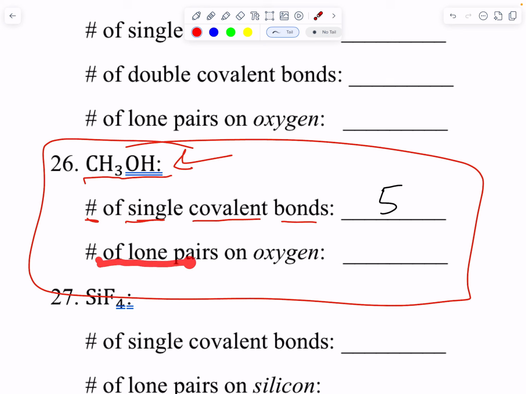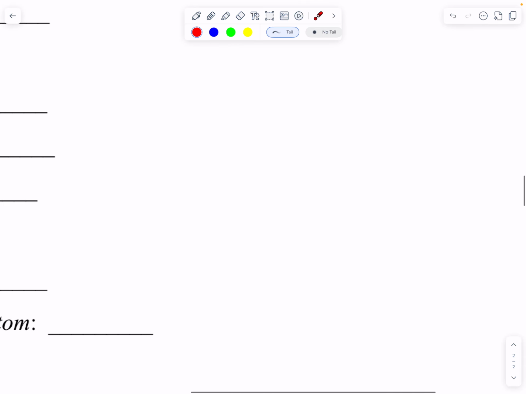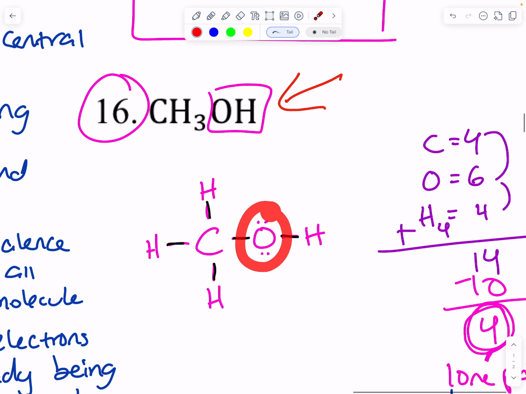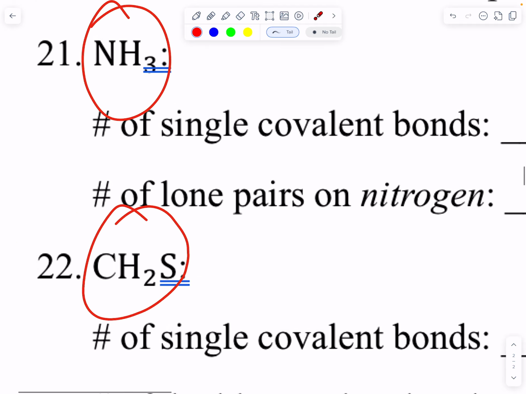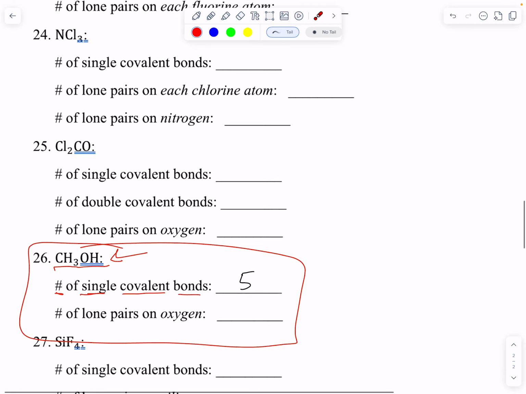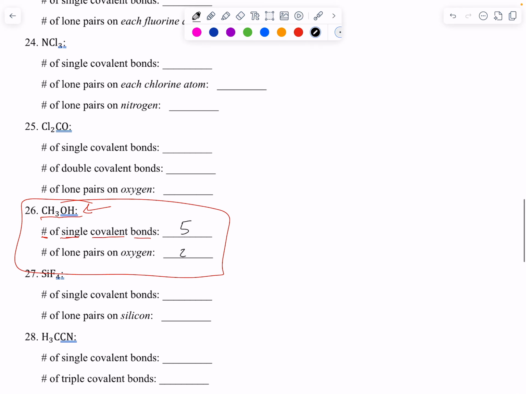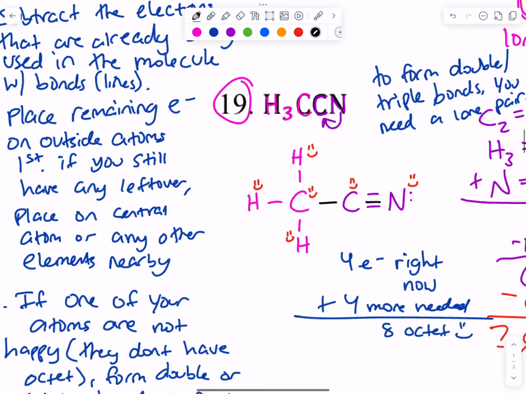This part asks for the number of lone pairs, heavy on the word pairs, on oxygen in the same molecule. Going back to that problem, how many lone pairs do I have on oxygen? Well, how many pairs do I have? 1, 2. I have 2 pairs, right? 1 pair means 2 electrons. So I have 2 pairs on oxygen, and I put 2 over here. Okay, doing the other guy next, right here.